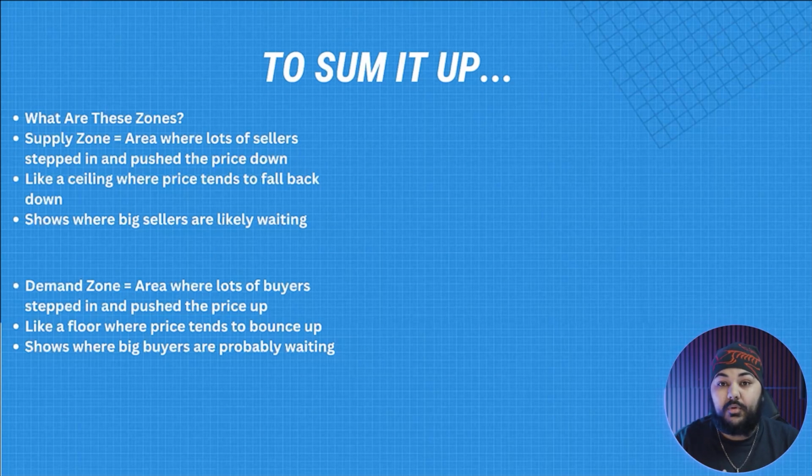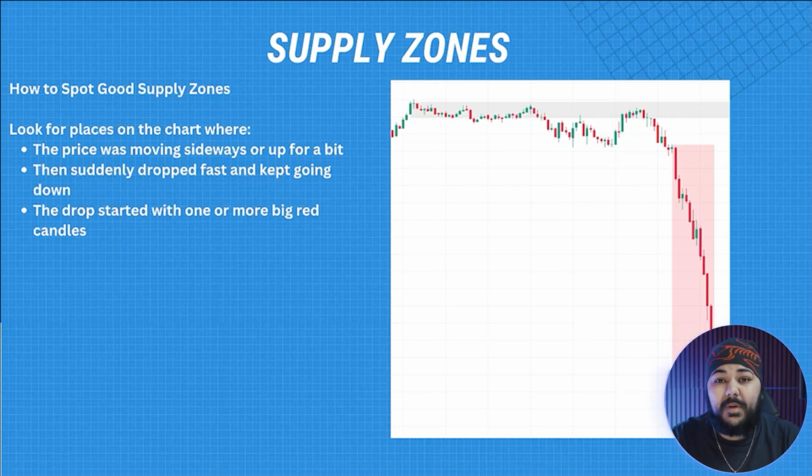Diving into supply zones, how do you spot a good supply zone? You look for places on the chart where the price was moving sideways for a bit and then suddenly dropped fast and kept going down. And the drop usually starts with 1 or more big red candles. On the right here, you can see we have a large big red candle. It dropped fast and kept going down, and price was moving sideways for a bit here, meaning we would draw our supply zone at this high.